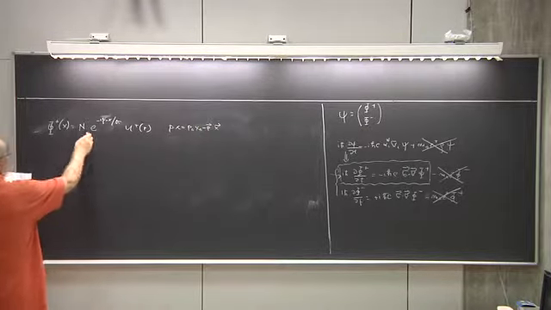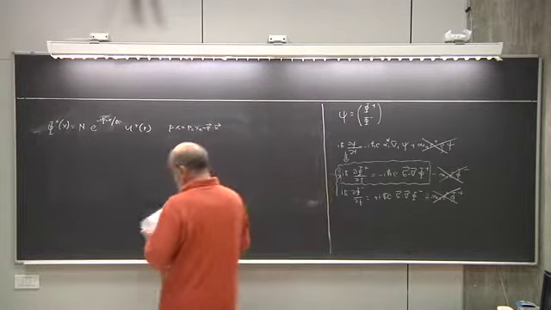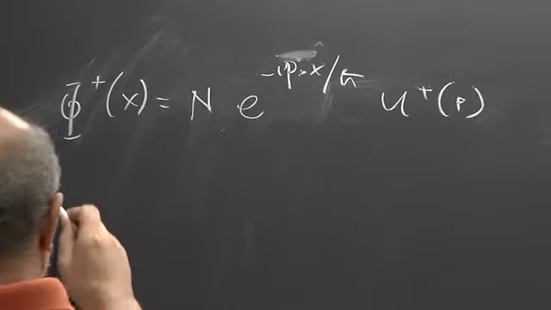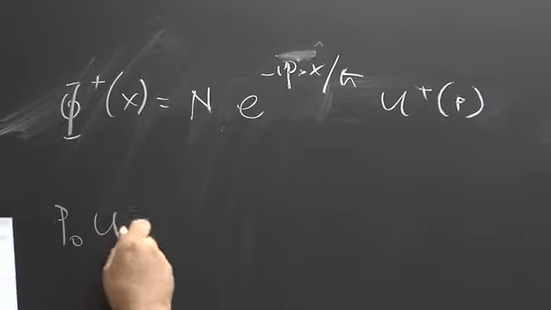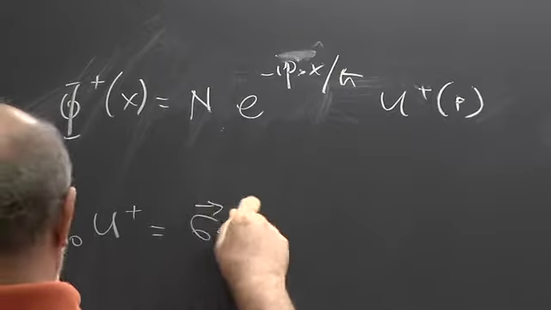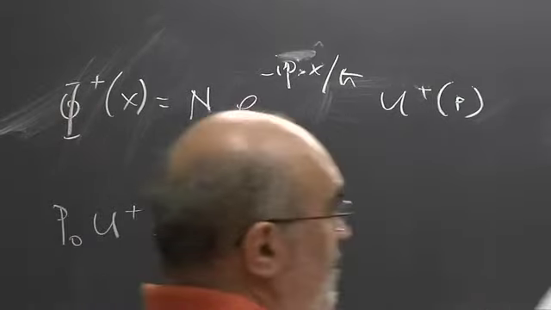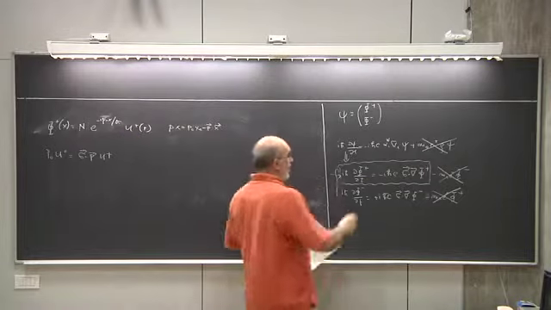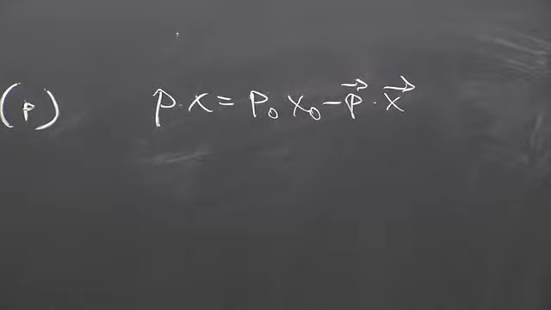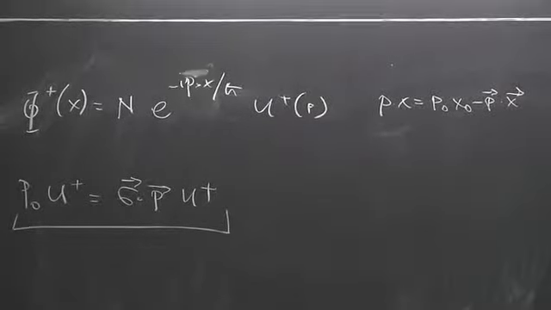If you plug these things into this equation, you get a very simple equation: pi0 p0 u plus equals sigma dot p u plus. So do the derivative with respect to t, and what do you get? You get pi0, and so on. Then there is an h bar here and an h bar there that cancel, and you get down to this relation.